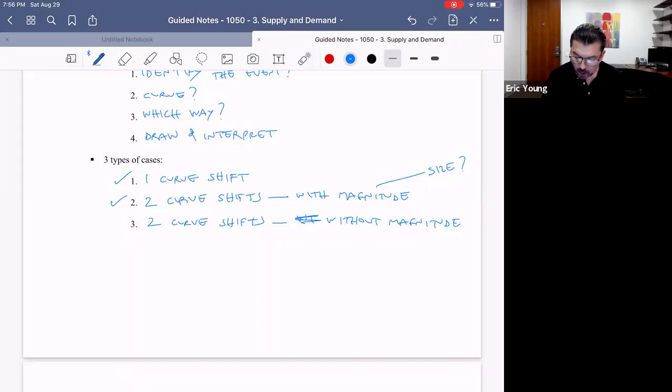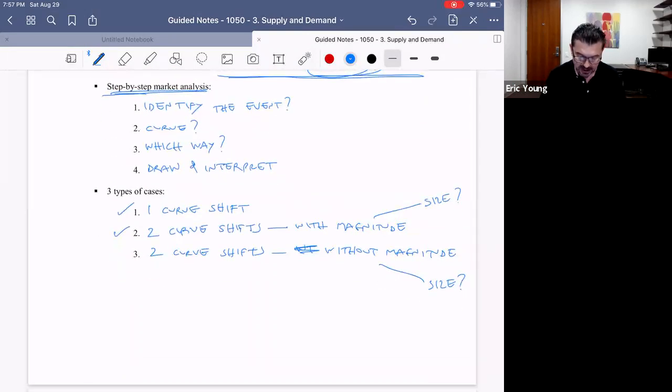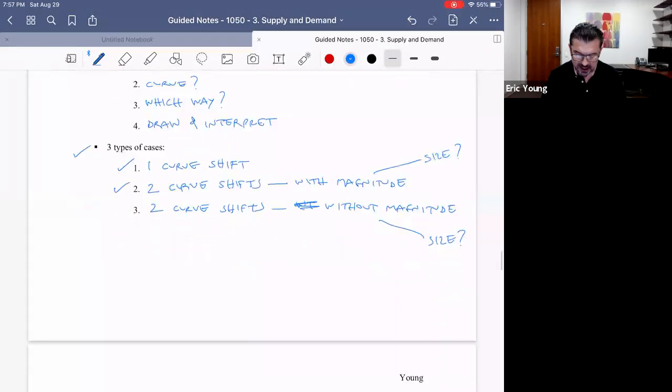Or you might have a two curve shift without magnitude. That's where I would say supply goes up and demand goes down, but we don't know which curve is bigger. That third case, you have to be a little bit more careful about, because that's where you're going to have an unknown as a part of your analysis. Okay, so we have a 4-step process. We have 3 types of cases.